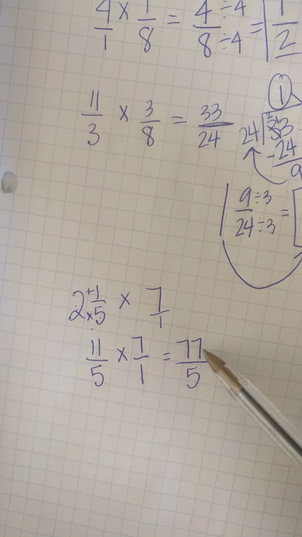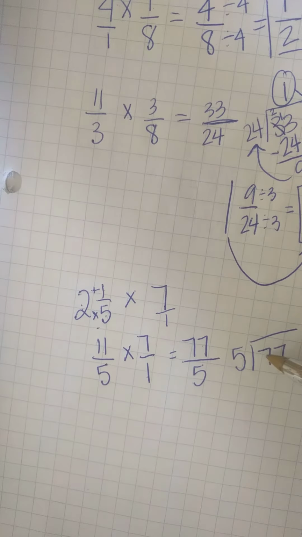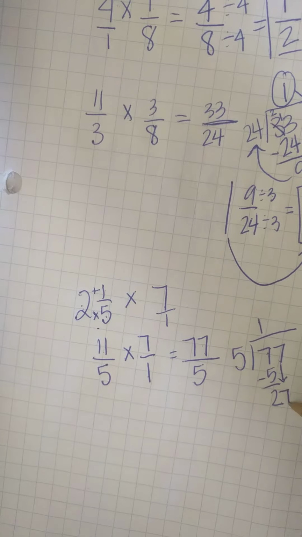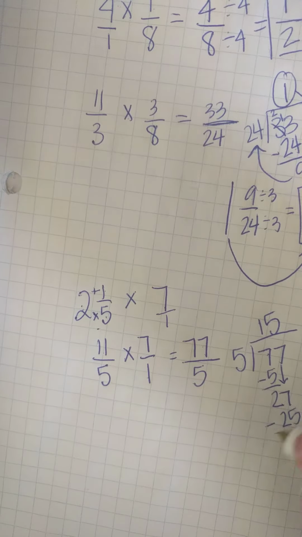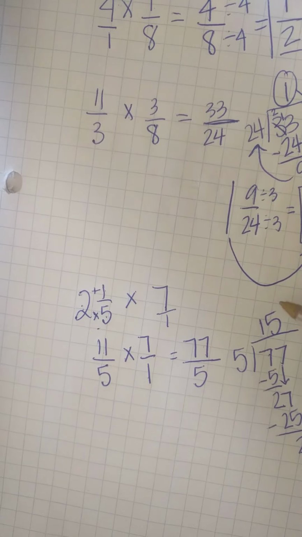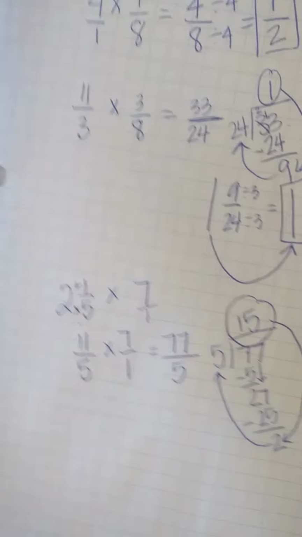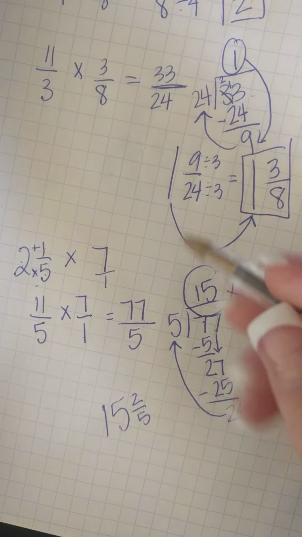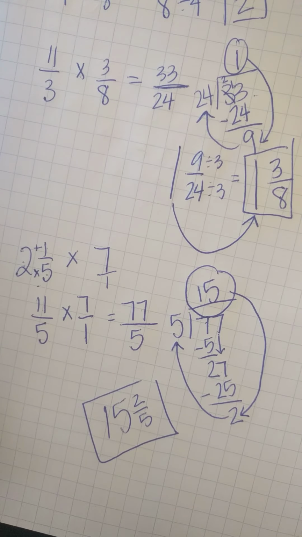Now I need to change this improper fraction back into a mixed number, so let's divide. 5 goes into 7 one time. The remainder is 2, bring down my 7. 5 goes into 27 5 times. Minus 25 is 2. Now I've used all my numbers under my house, so I've got my whole number, my new numerator, and my denominator. So 15 and 2/5. 2/5 cannot be simplified anymore, so that's my final answer. So that's how you multiply fractions, and there are some examples for you if you need to refer back to them.